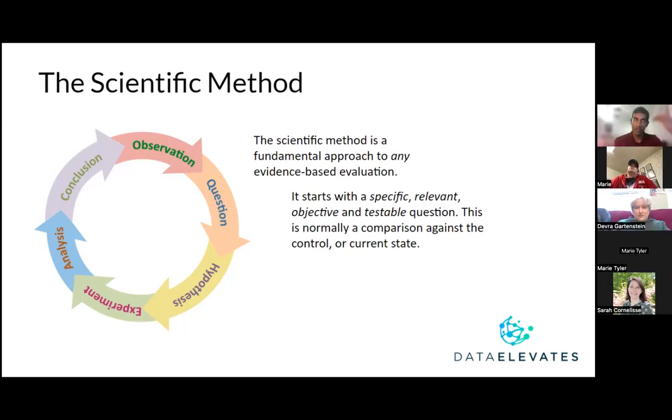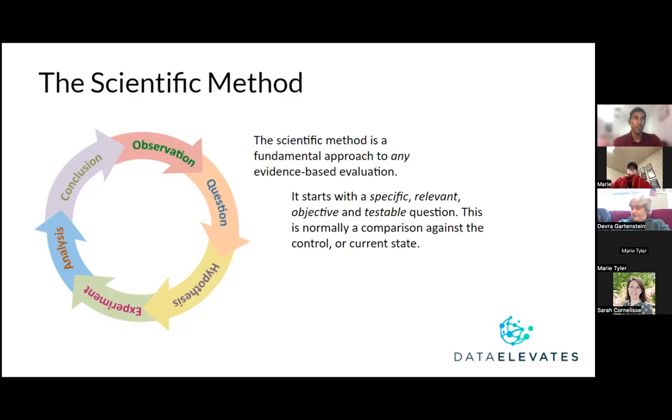Then you have a hypothesis, and some of this is just terminology of the scientific method. A hypothesis is basically your educated guess on what this would be. It'd be, yes, I do think that this would happen. Experiment is the idea of actually implementing it and piloting it. We'll talk about that in a little bit.